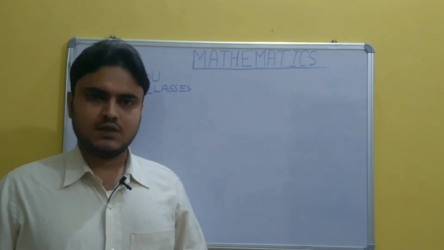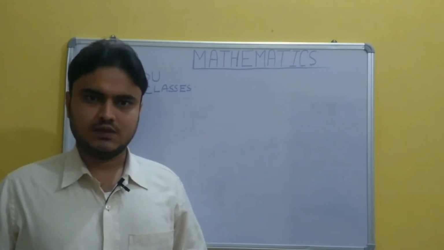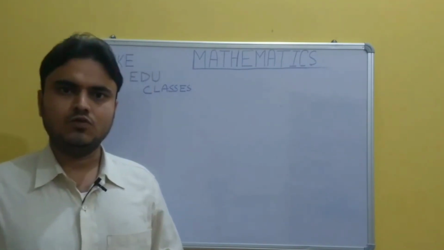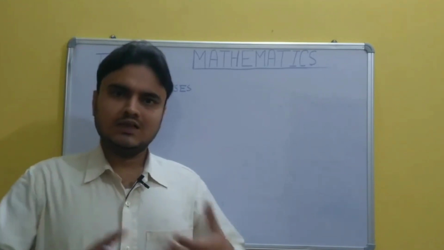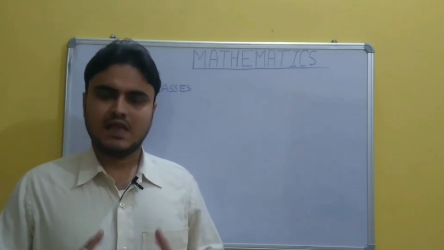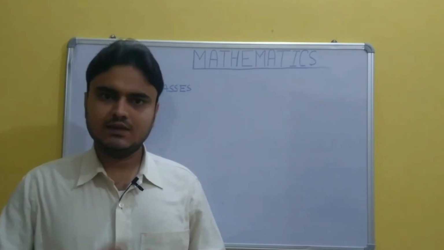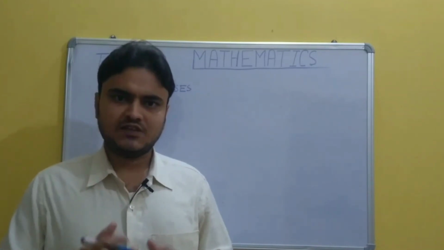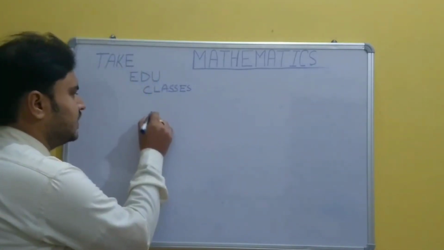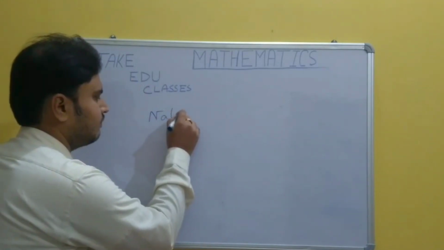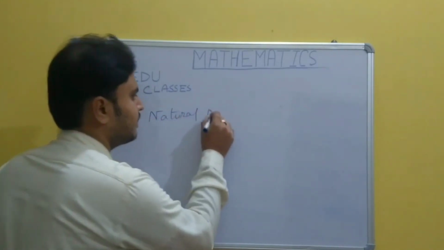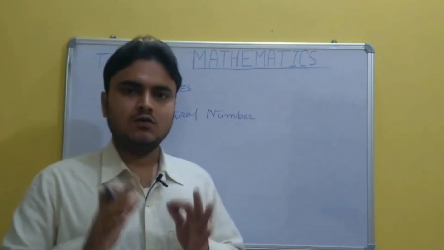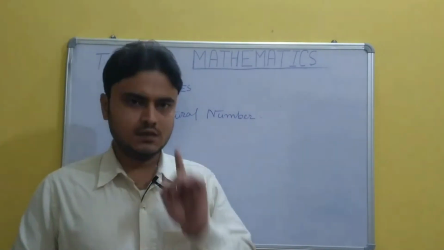Today we are going to discuss the integer number system. Before discussing the integer number system, we have to know about the other number systems, like natural number, whole number and then integer number. First of all, we are going to discuss natural number. So what is a natural number? All the counting numbers excluding zero.